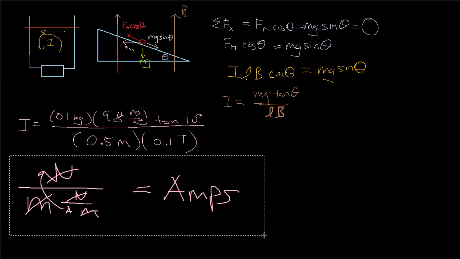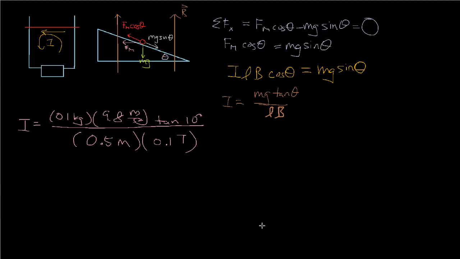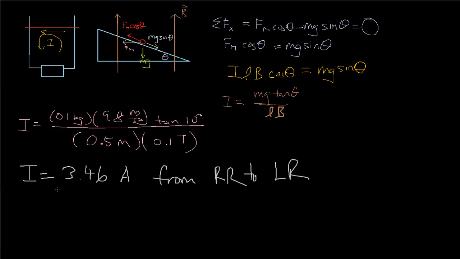Let's put this into our calculator. What we end up with is that our current is about 3.46 amps. And don't forget, we need to specify our current direction. They want it in terms of the rail, so let's say from right rail to left rail. So that is our answer right here.